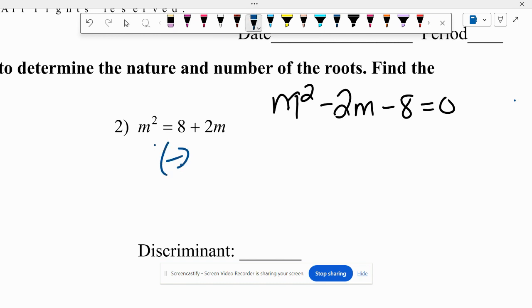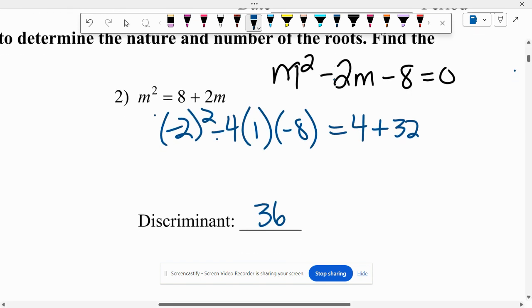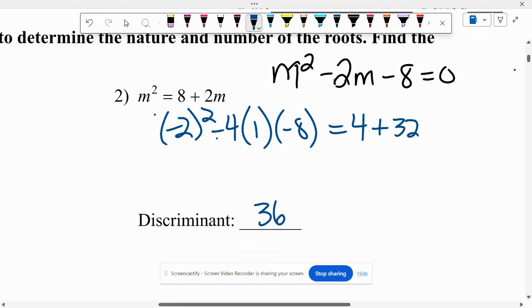So negative 2 squared minus 4 times 1 times negative 8. Well, negative 2 times negative 2 is a positive 4. A negative times a negative is a positive, and 4 times 8 is 32. So the value of my discriminant is 36. Is 36 a perfect square? Yes or no? It is. Absolutely.